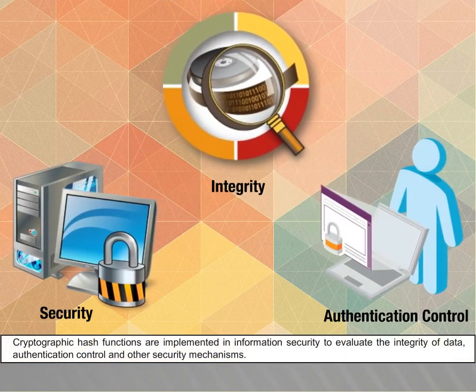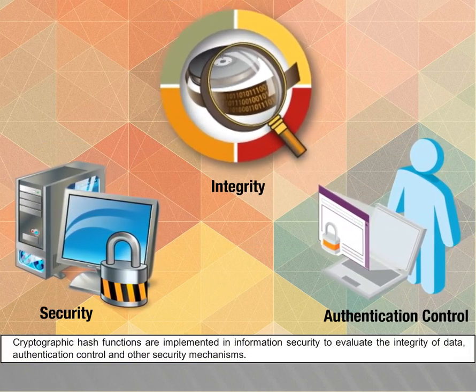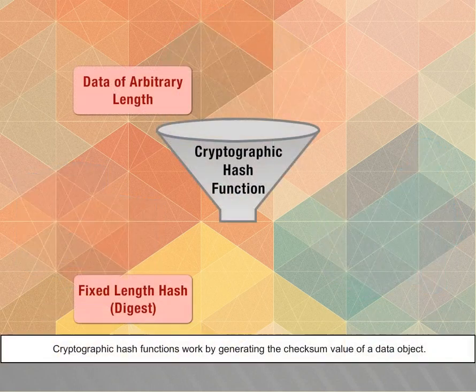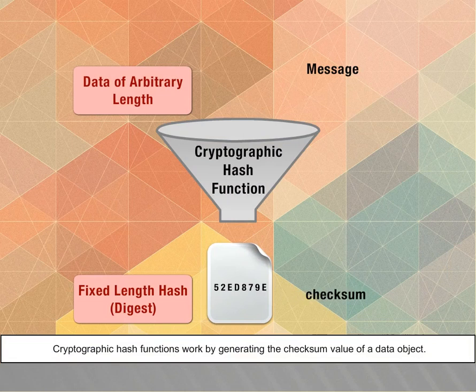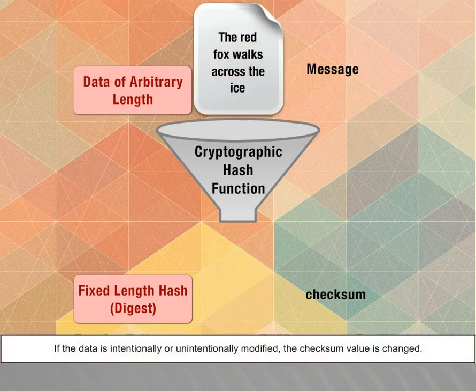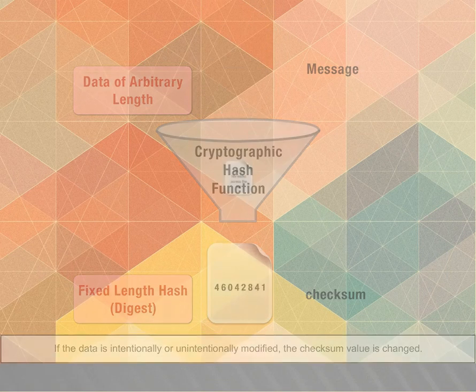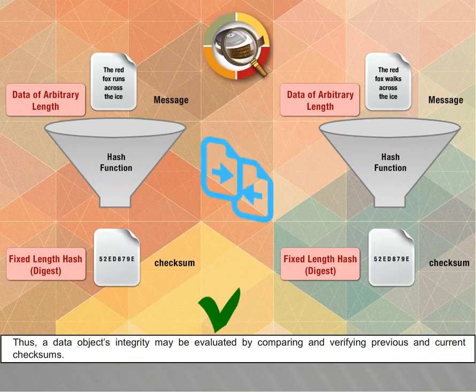Cryptographic hash functions are implemented in information security to evaluate the integrity of data, authentication control, and other security mechanisms. Cryptographic hash functions work by generating the checksum value of a data object. If the data is intentionally or unintentionally modified, the checksum value is changed. Thus, a data object's integrity may be evaluated by comparing and verifying previous and current checksums.